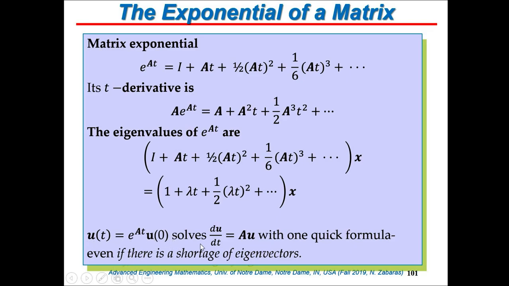And this solution is correct even if we have a shortage of eigenvectors. So if we don't have n independent eigenvectors, this expression in this form is still correct. Its evaluation may be a little different from what we will do in the lecture today, but this formula is applicable even if there is a shortage of eigenvectors.